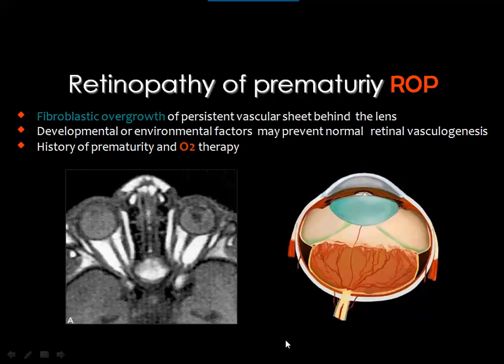The third lesion of retinoblastoma mimics is retinopathy of prematurity, and this disease is seen in premature infants who are receiving oxygen therapy. This will result in fibroblastic overgrowth of the persistent vascular sheet behind the lens, and this will appear like this. You see an abnormal soft tissue density posterior to the lens, hence the name retrolental fibroplasia.